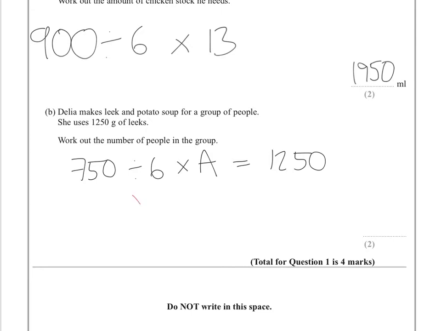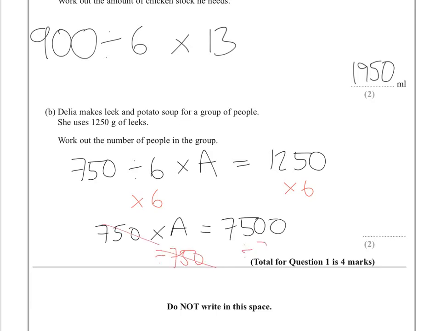Reversing this process, so timesing by 6 on both sides gives me 750 times A equals 7,500, and then dividing by 750 gives me a value for A, which equals 10 people.